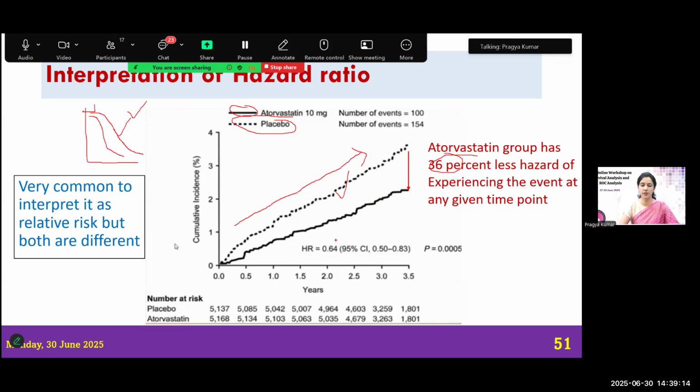If the hazard ratio is 0.64, how will you interpret it? You do HR minus 1, so hazard ratio minus 1 will be your 0.36. 0.36 multiplied by 100 will be 36%. And since 0.64 minus 1 has a negative sign, you say that this group is having 36% less hazard of experiencing the event at any given point of time. Am I making sense to all of you?